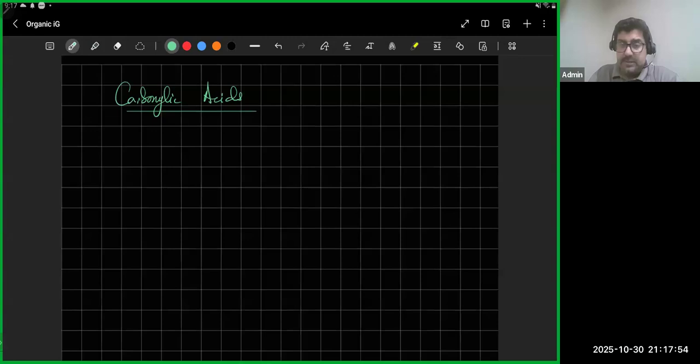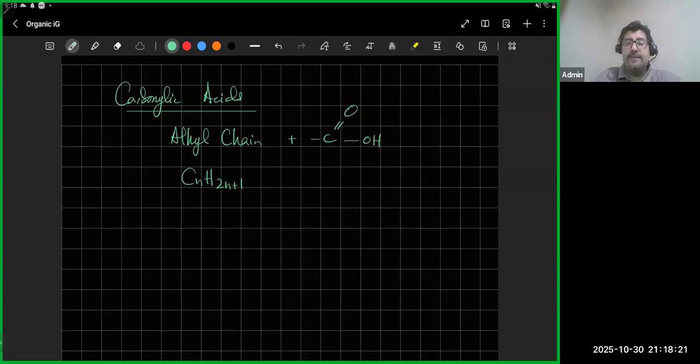Now, carboxylic acid is just the structure right now. What they have is an alkyl chain, which is basically CnH2n+1. And that alkyl chain is connected to an acid group, which is C double bond O, OH. So all carboxylic acids have this structure in them. They specifically have a C double bond O, and that C double bond O is attached to an OH group.